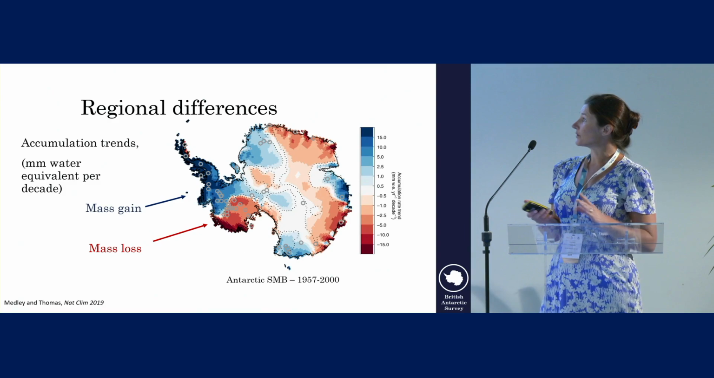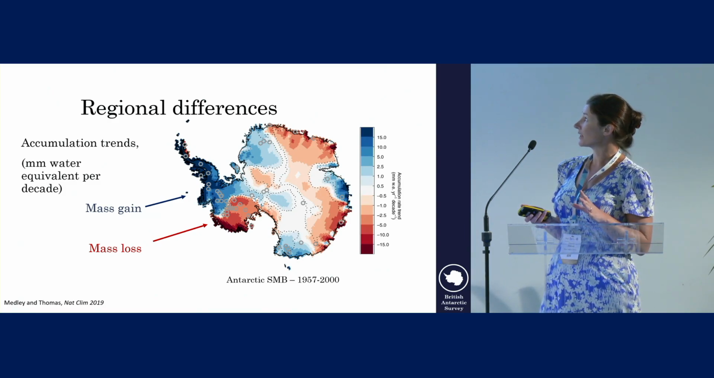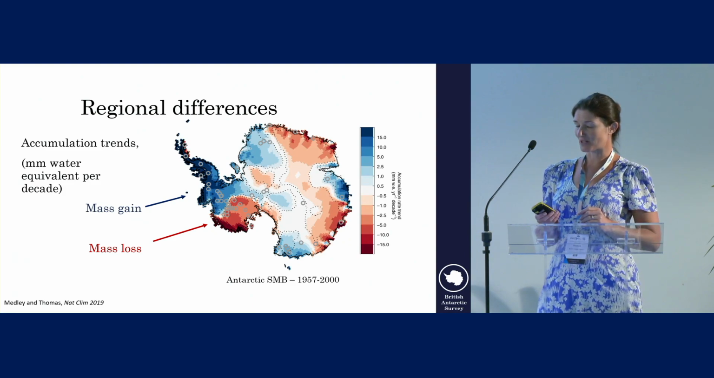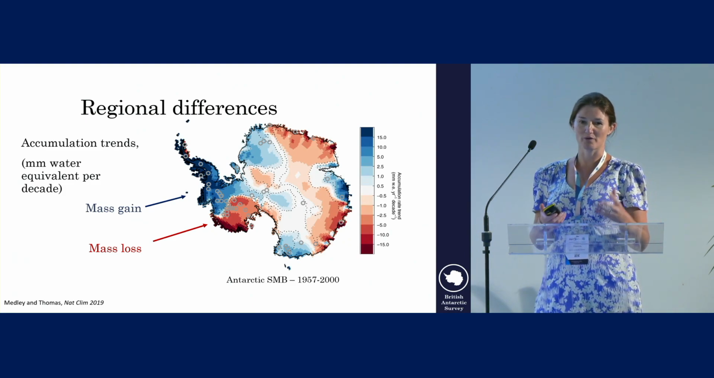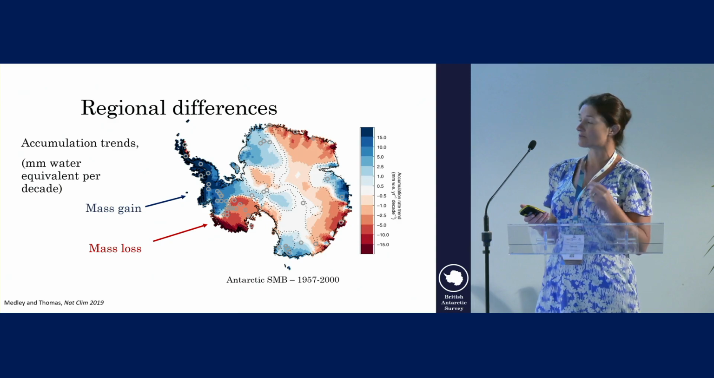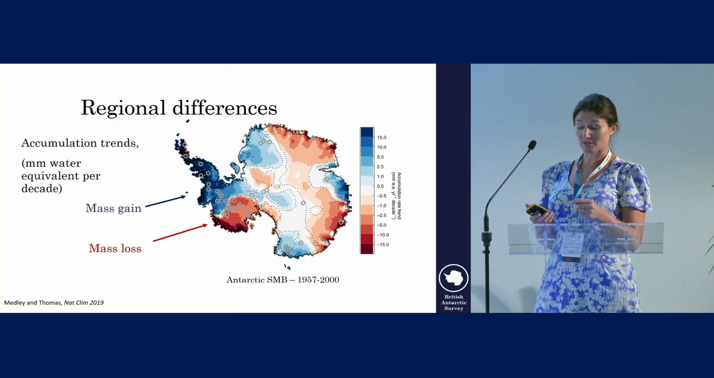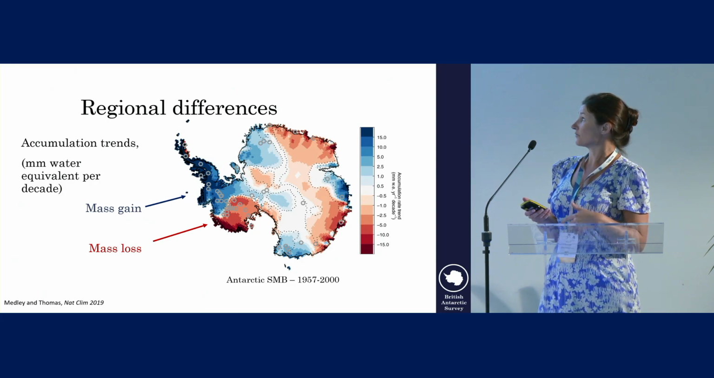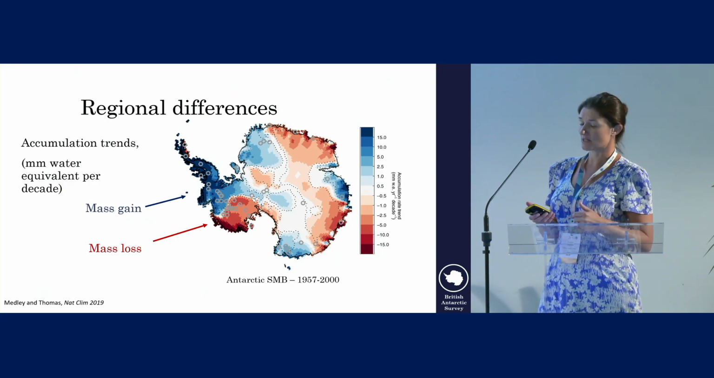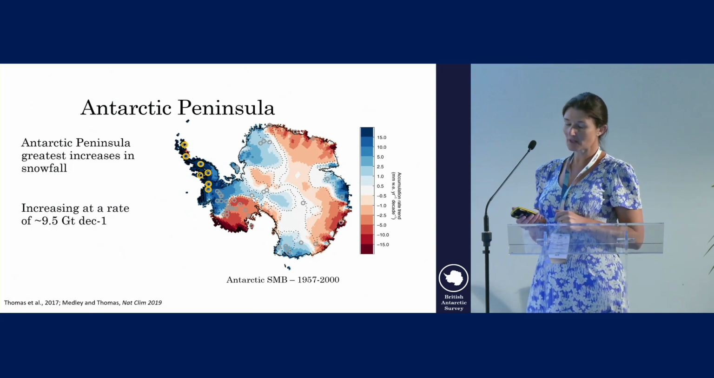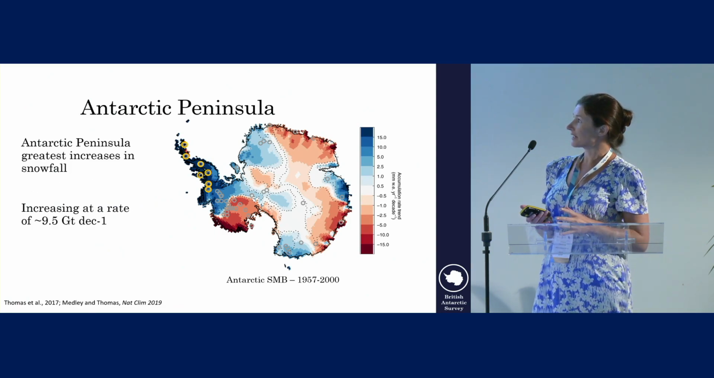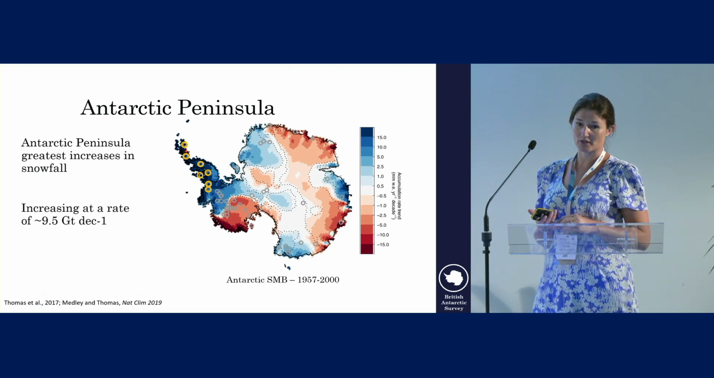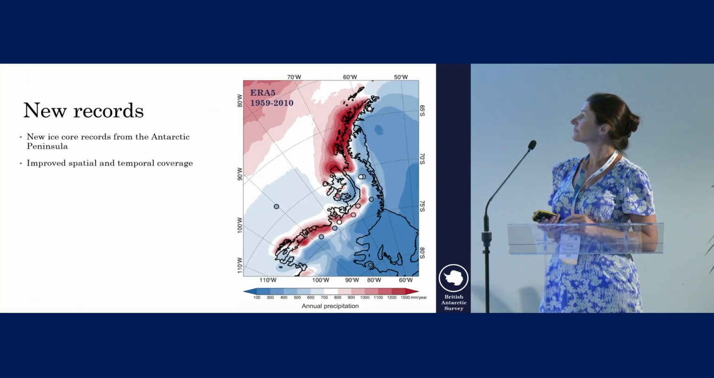So this is the picture from our 2019 paper showing these big contrasts, and Quentin's just done a great explanation of the Amundsen Sea low to explain why we've got these contrasting changes: big increases in snowfall on the Antarctic Peninsula, but less increase in snowfall in the red areas here, so we've got mass losses around the Ross Sea. But importantly, the amount in gigatons is pretty huge. In the Peninsula, it's increasing at a rate of 9.5 gigatons per decade.